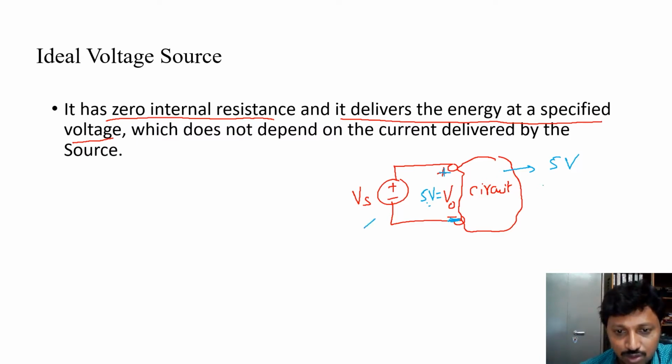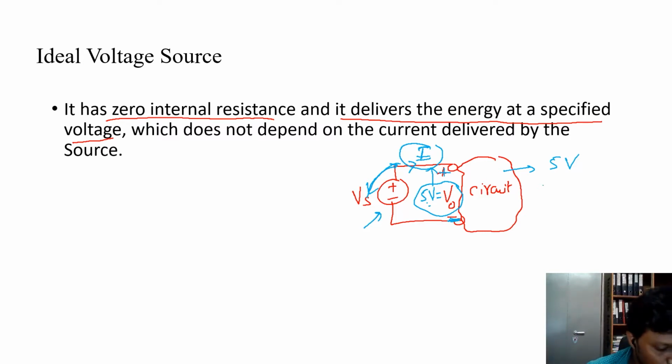So because of this source, there is a current. This terminal voltage will not depend upon the current delivered by the source. So the current could be anything, but the terminal voltage will not change. We can draw any amount of current without changing the terminal voltage V0.